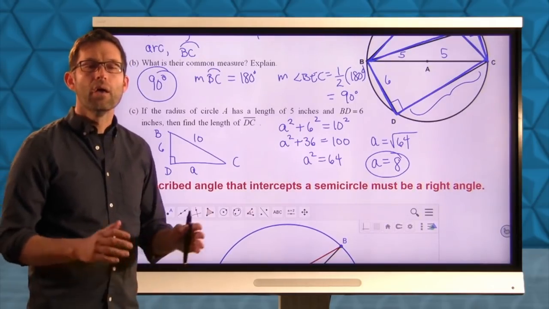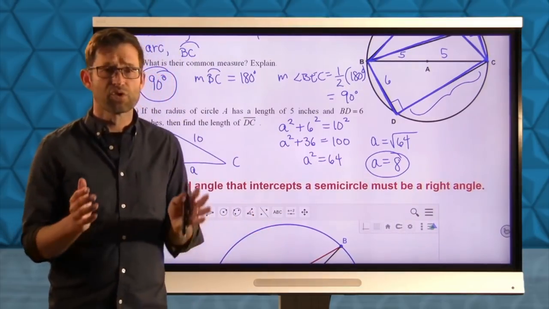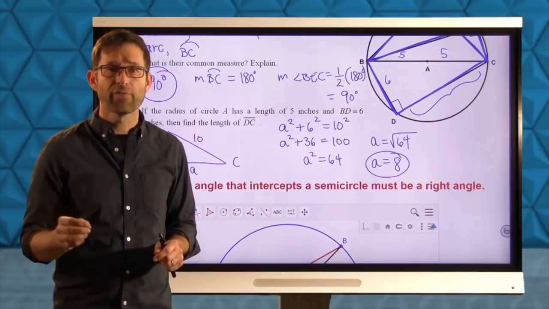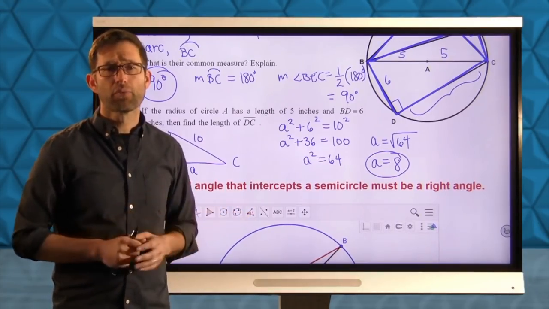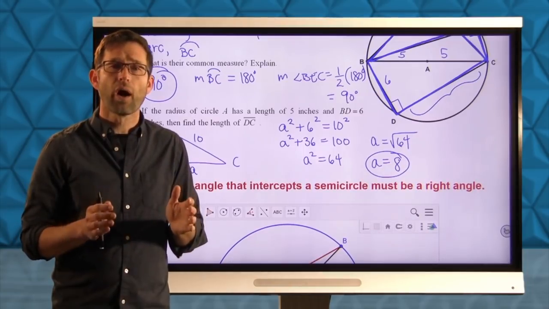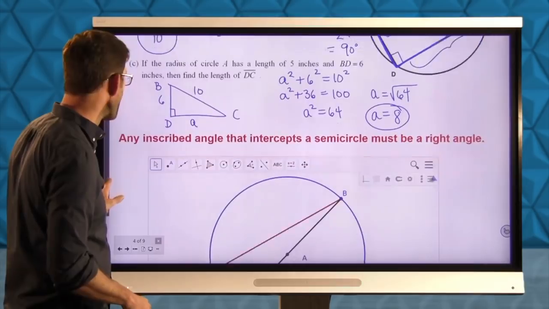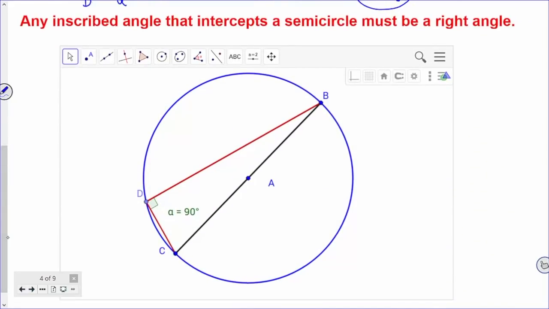All right? This fact about inscribed angles is kind of easy. It comes directly from what we learned about the fact that an inscribed angle is 1/2 of the measure of its intercepted arc. But the thing about this particular property is the fact that it gives rise to these right triangles. And actually, let's kind of look at it in GeoGebra. Any inscribed angle that intercepts a semicircle must be a right angle.